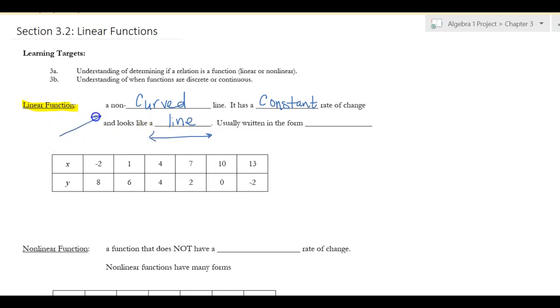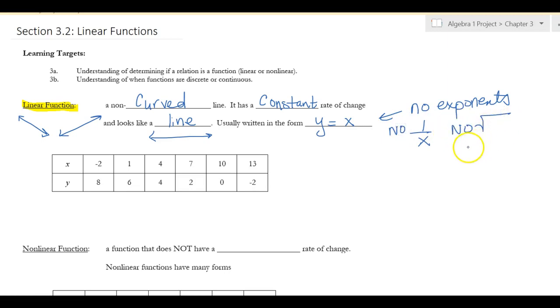And go left, right, and go up and down, and go this way. Those are all linear functions. It is usually written in the form y equals x. I have no exponents. I'll have no fractions, like I can't have the x on the bottom. I can't have any root signs, anything like that.